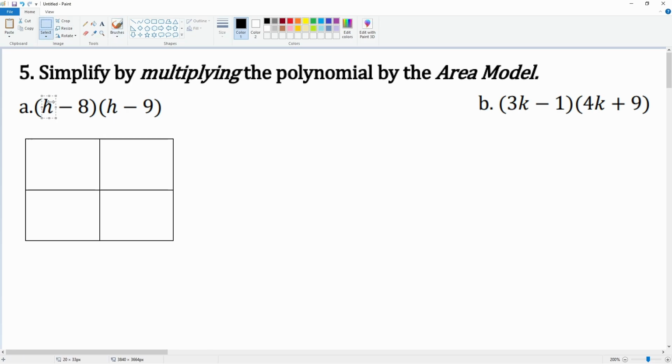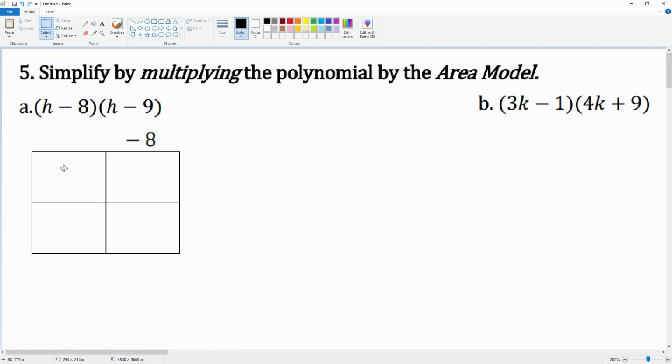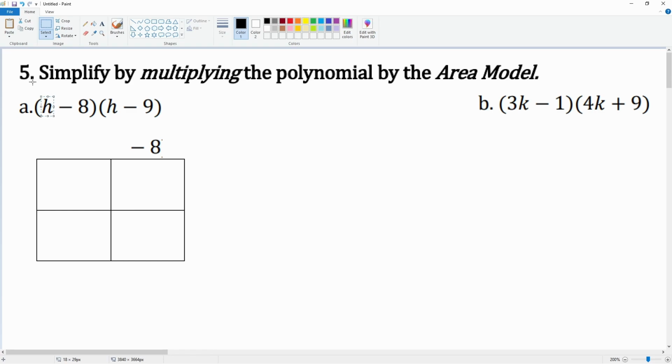Right here, now we put in the terms. We have the h here, which is going to be the first part, and then we have the minus 8. Just bring this down a little bit more. Then there's the h. So what's going on the top? It is the first term. Then we have the second term here, which is 8, and the minus 9 here for the second term. Now we can just multiply.